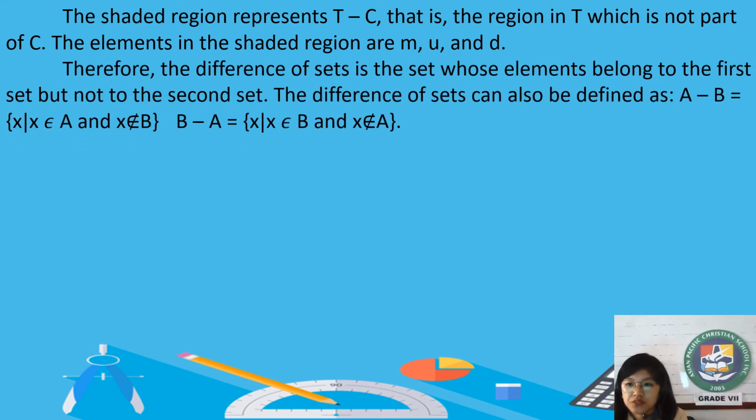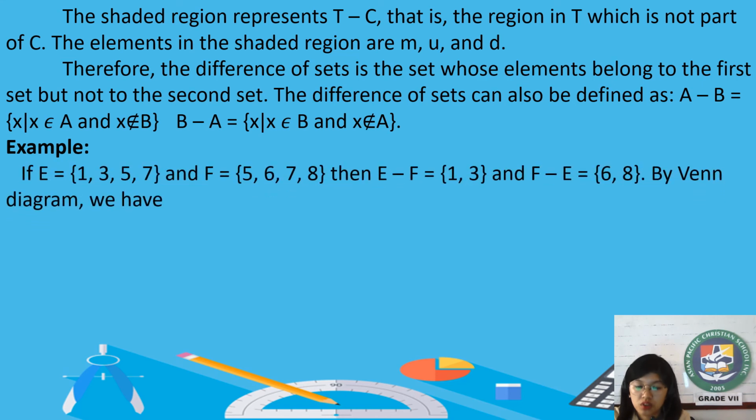Therefore, the difference of sets is the set whose elements belong to the first set but not to the second set. The difference of sets can also be defined as A minus B is equal to the set of X such that X is an element of A and X is not an element of B. Or, B minus A is equal to the set of X such that X is an element of B and X is not an element of A.